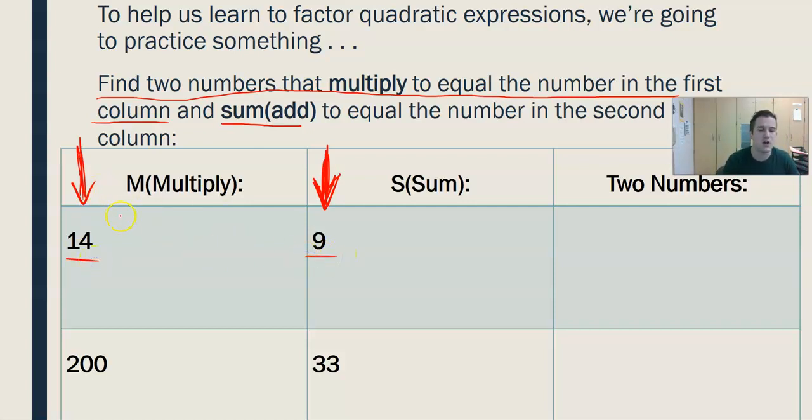You should make a game about this, like a Sudoku game, where they give you a bunch of numbers and you have to find two numbers that multiply to make one of the numbers and add to make another one. So this is how I go about finding two numbers that multiply to make 14 and add to 9. I'm going to list all my factors. Factors, see that word again? Find all my factors of 14, or all my sets of numbers that multiply to make 14. Well, 1 times 14 is 14. 2 times 7 is 14. And that's it.